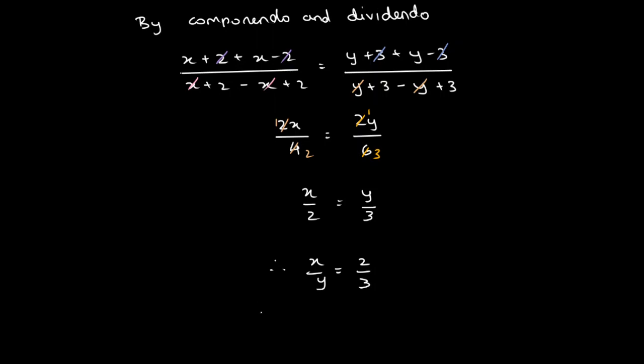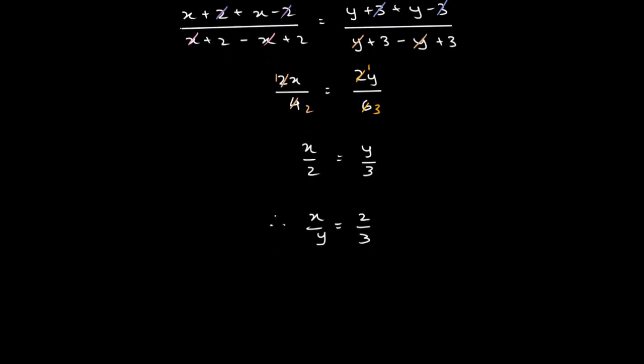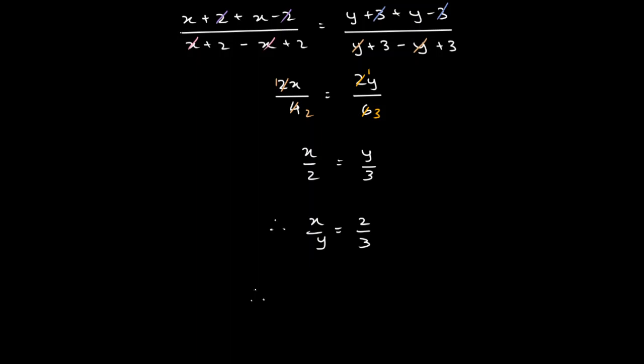Right, and therefore I can write my final answer now. The ratio of x is to y is equal to 2 is to 3, and this here is my final answer.